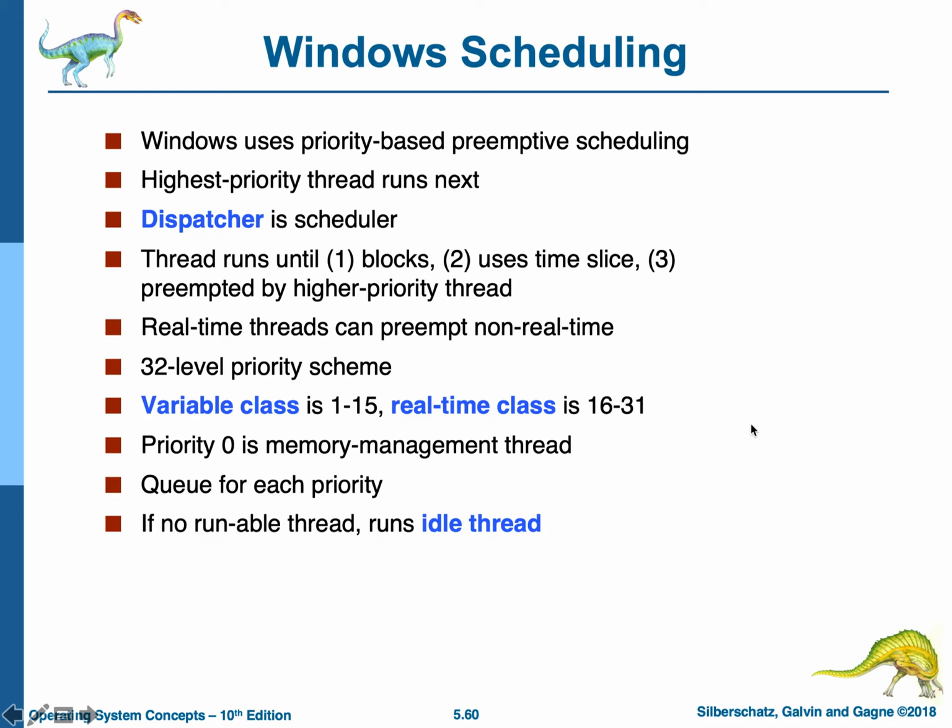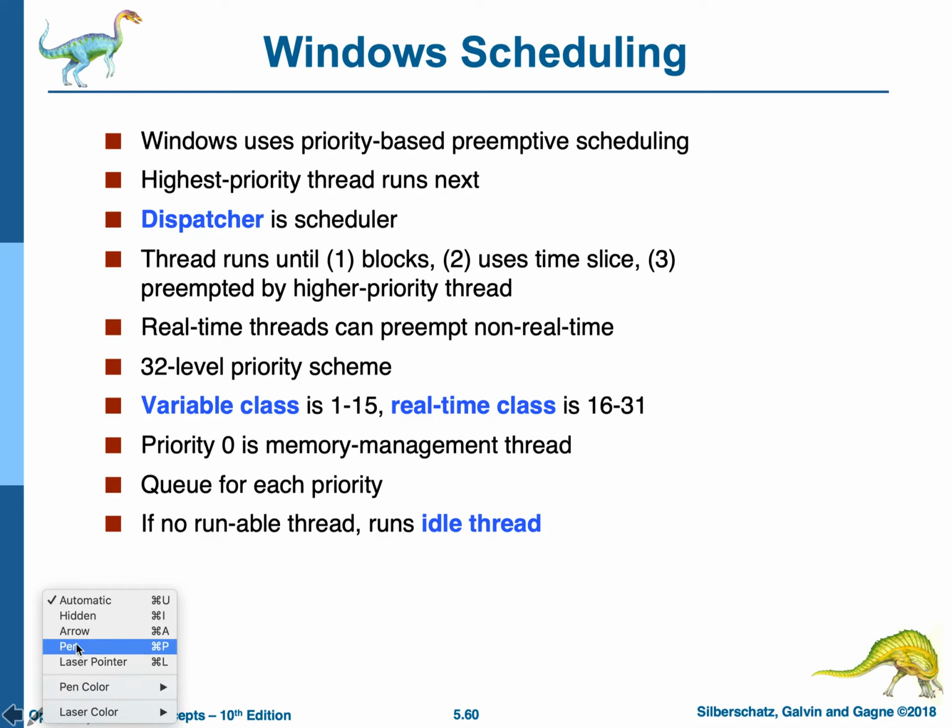And also in Windows scheduling we have 32 levels of priority, where 1 to 15 are variable classes. Variable classes, you can say the normal priority goes here if we see in Linux terms, while 16 to 31 are time critical processes. Okay, so there are 32 levels of priority.